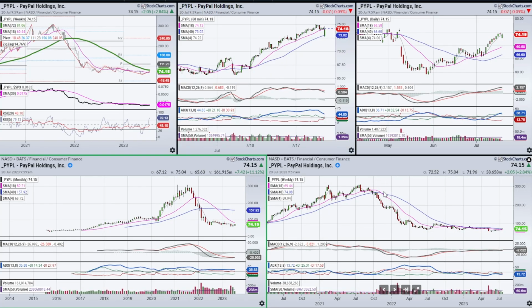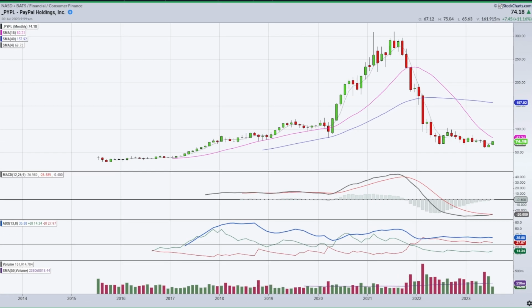Okay, I keep getting questions about PayPal, and the way I've been looking at it is like a big bottoming pattern developing, and we did undercut this low but had no follow through.